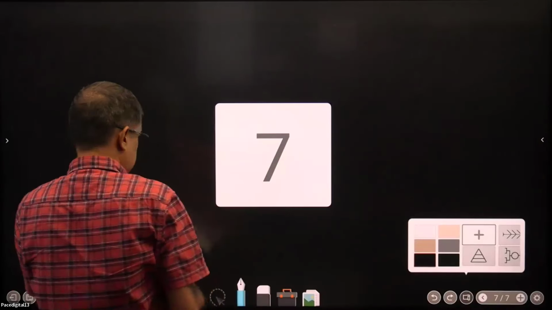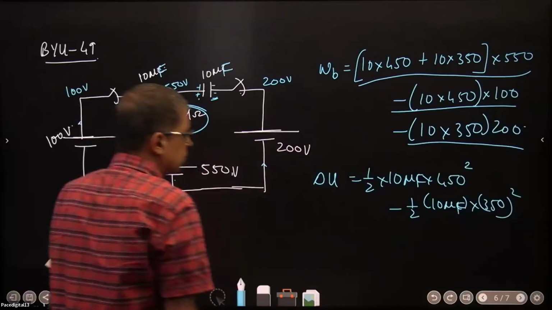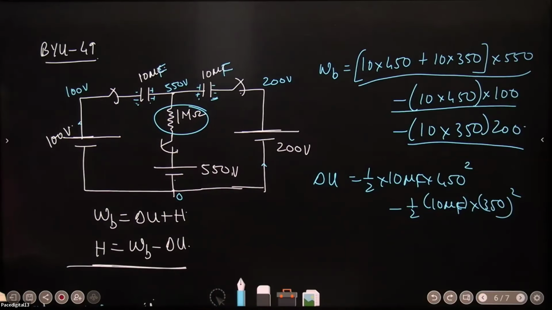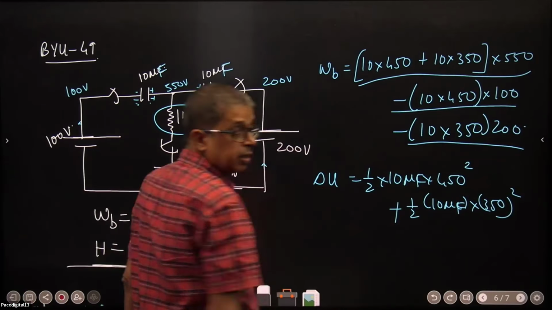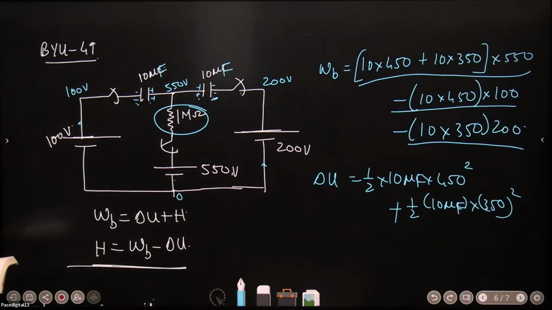So why did we take minus in delta U? It should be plus. That was my mistake. Okay.